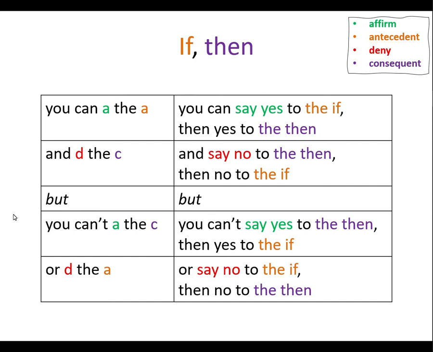So here are your rules all on one page. When you have an if-then logical relation, you can A the A and D the C, but you can't A the C or D the A. Put the long way, you can say yes to the if, then yes to the then, and say no to the then, no to the if, but you can't say yes to the then, yes to the if, or say no to the if, then no to the then. Now let's use our knowledge to test an if-then statement to see whether it holds up.